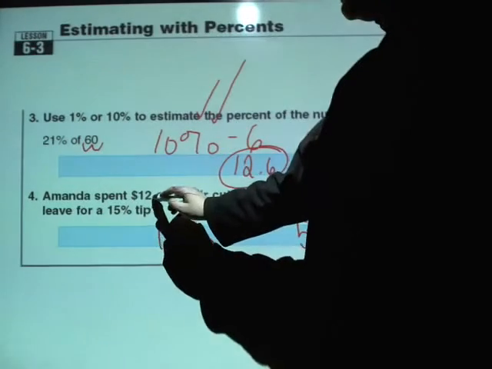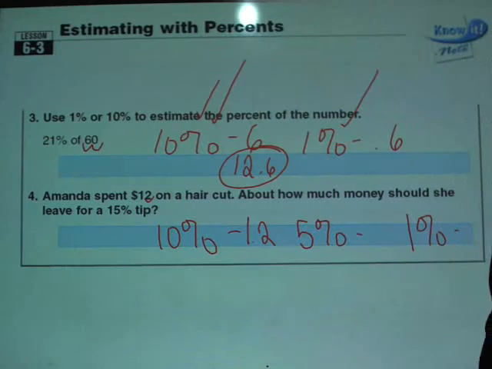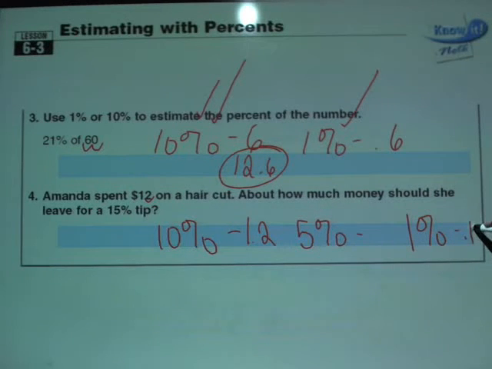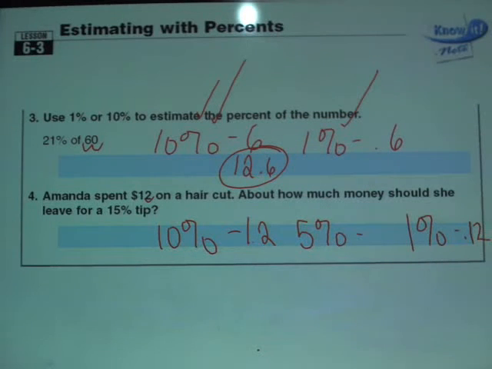10%, I'm going to take and move the decimal in one time, so that's going to give me 1.2. 1%, again, is going to take and move the decimal in another time, so that's 0.12. And 5% is going to cut this in half. Now, if you're having a hard time with $1.20, just think of it as 12 then. If I cut 12 in half, that's going to give me 6, and then put a decimal in there, 0.6.